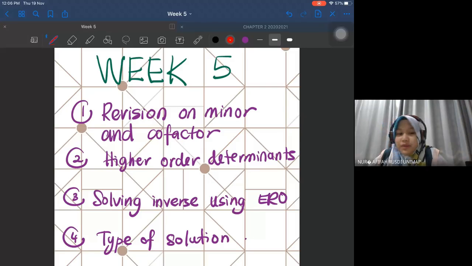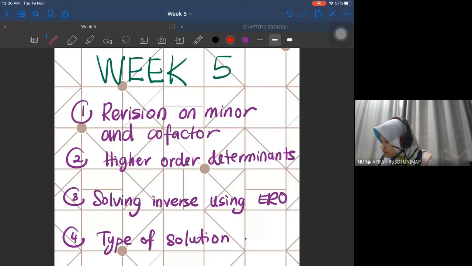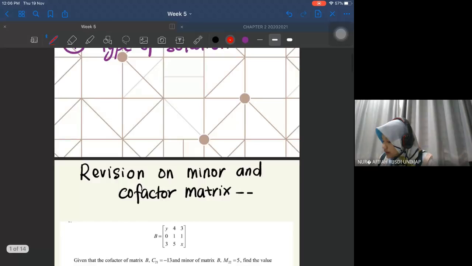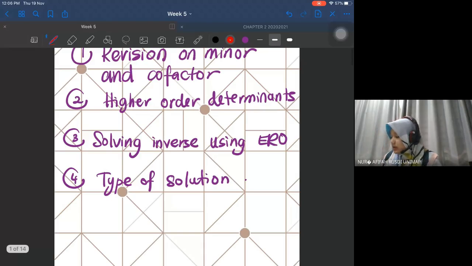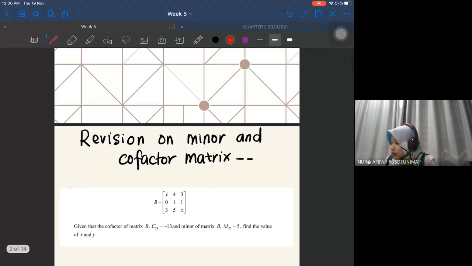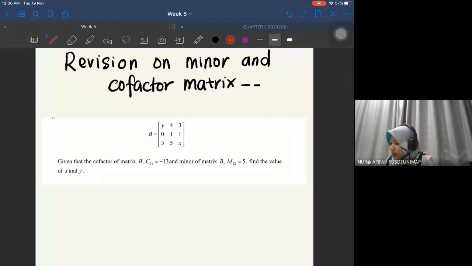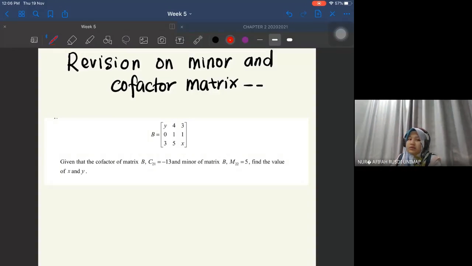So let us continue with the next subtopic. So these are the 3 subtopics that will be covered today. So the first one, kita akan revise sikit what is minor and cofactor, and saya akan continue dengan higher order determinants, how to solve inverse by using ERO, and the last one is type of solution. So the last class I did ask you to study for the asynchronous class, higher third order determinant, minor and cofactor.